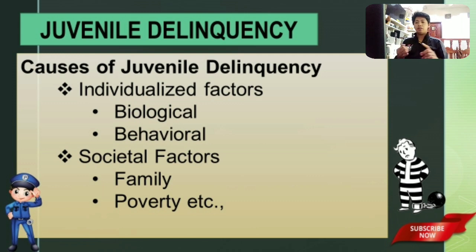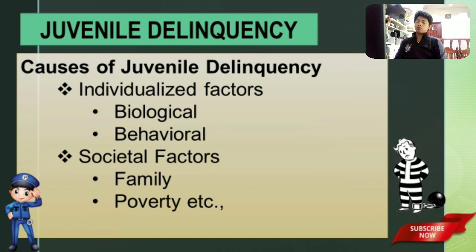So again, it could either be individualized, something inherent to you since birth, or it could be societal factors. Pwede rin silang mag-coexist, and that increases your tendency to be more inclined into the commission of juvenile delinquency. But I'm not saying that these alone are the causes of juvenile delinquency, we just categorize it that way. Perhaps there are many more, but still, magfa-fall pa rin sila either as individualized or social.